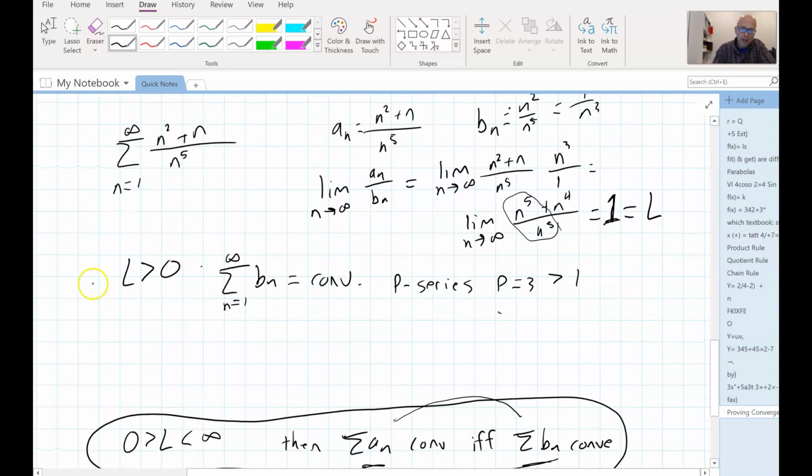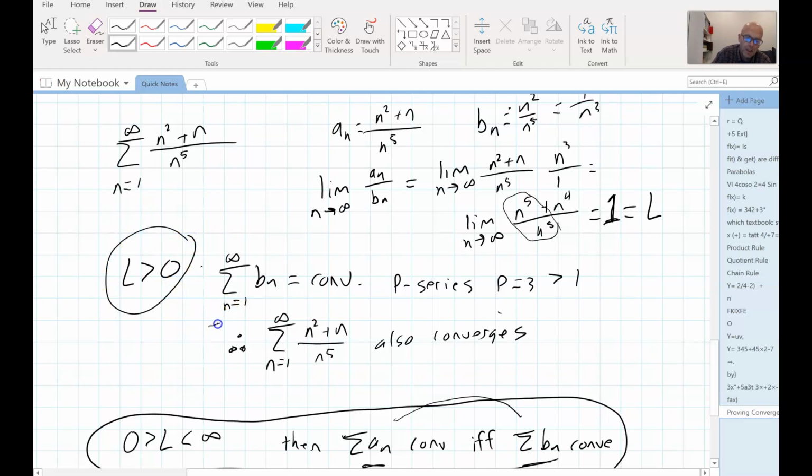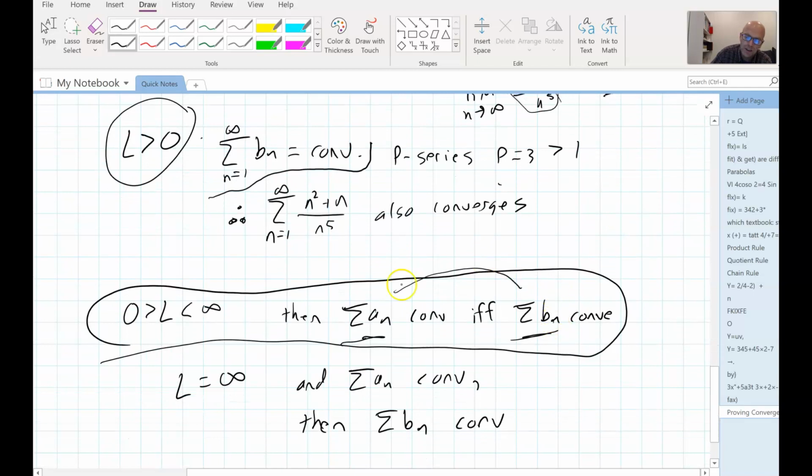So we have L greater than 0, and we have this series converging. Therefore, we can conclude that the other series also converges, because we met this condition and we found out that one of them converges. Remember that first line says if one of them converges, then the other one converges. If one of them diverges, then the other one diverges. This if and only if means they behave the same as each other.